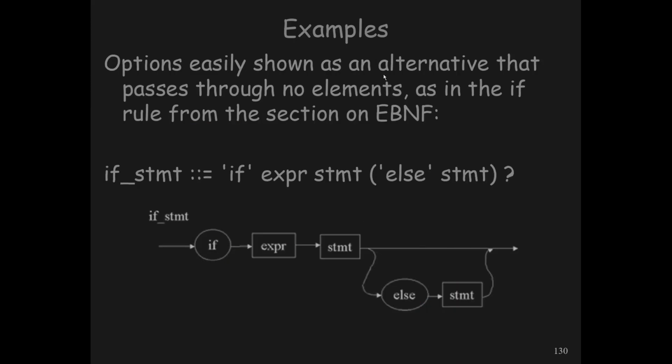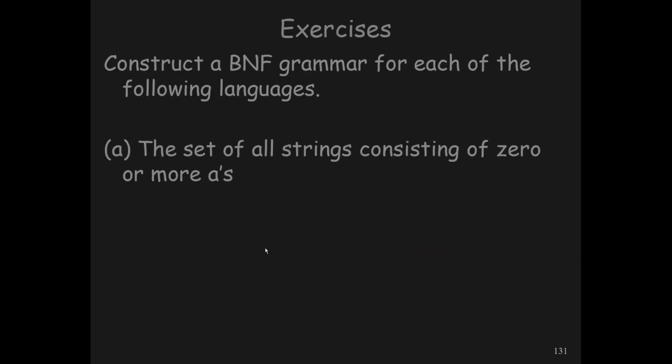Options are easily shown as an alternative that passes through no elements, as in the if rule from the section on ABNF. So yeah, like we saw, it just passes through with no elements, or you can go and choose this if you want, okay? So a couple of examples. I'm not going to bother because this is the same stuff as the exercises with generating grammars, except you write it in BNF.